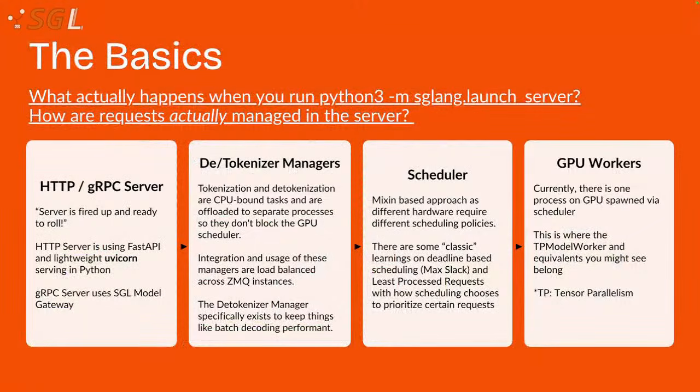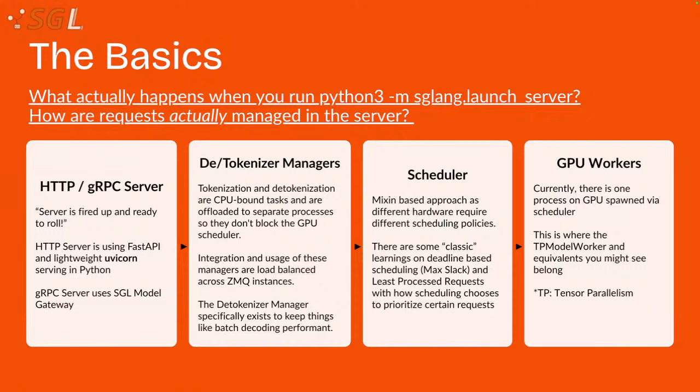What actually happens when you run python SGLang launch server? How are requests actually managed when we call this launch server? At the highest level, there are four key parts. There's this HTTP / remote procedure call server. If you've ever run the launch server command, you'll see right at the end, the server is fired up and ready to roll at port 30,000, or port 40,000 for gRPC.